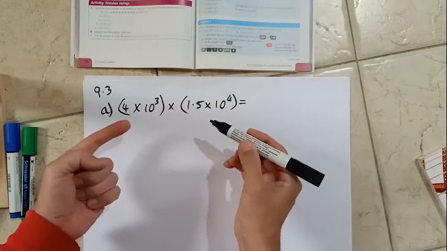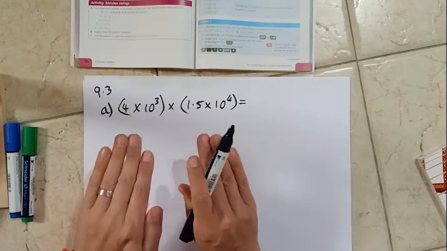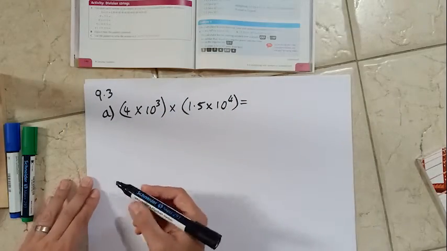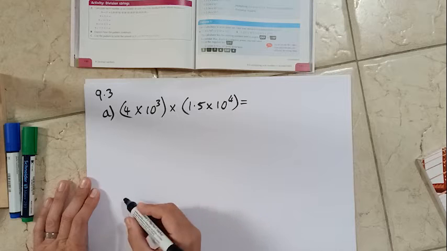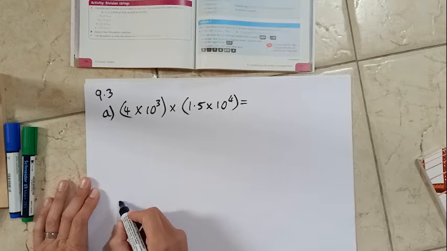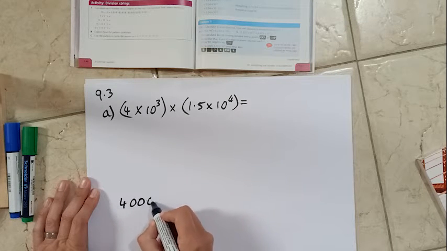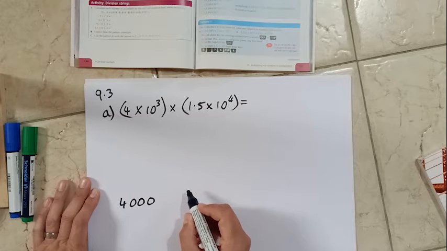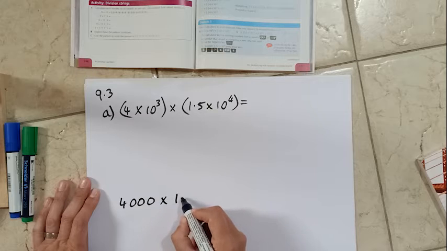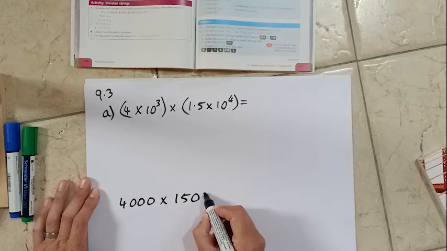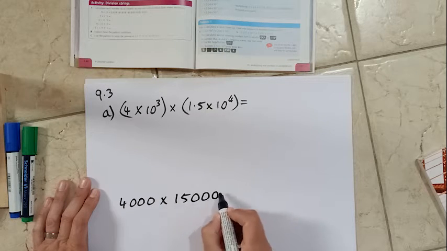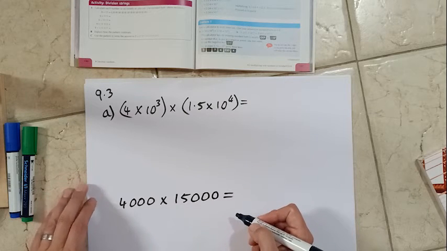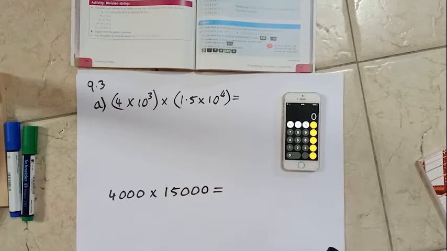Before we do it the way we're supposed to, let's do it longhand and see where we're going with this. So 4 times 10 to the 3, that's 4,000, times 1.5 times 10 to the 4, so that's times 15,000. Equals, and I need to get myself a calculator.